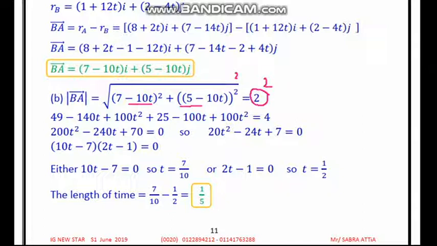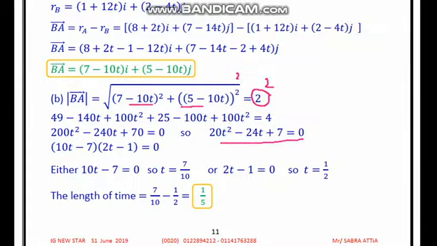Then combine like terms to get 200t squared minus 240t plus 70 equals 0. We can divide the whole thing by 10 to simplify: 20t squared minus 24t plus 7 equals 0. Then factorize this. 20 will be 10 times 2, and 7 is a prime number, so 7 by 1. The last sign is positive, so we get two similar signs, negative and negative, like the middle one.